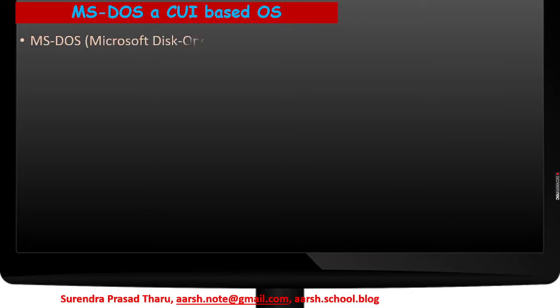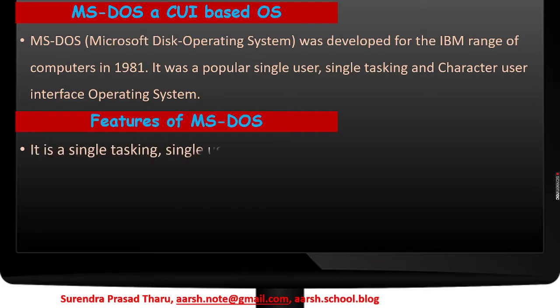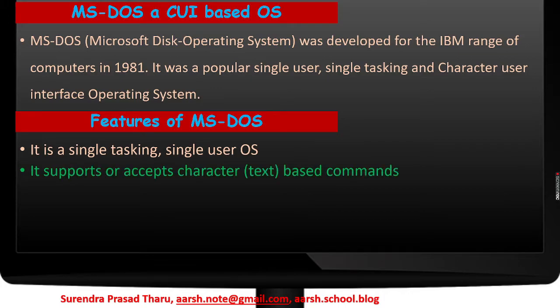MS-DOS, Microsoft DOS operating system, was developed for the first time for IBM branded computers in 1981. It was the popular single user single tasking character user interface. Some features, which I have already given in the definitions as well: it is a single tasking single user interface, and it supports and accepts character or text based commands, meaning by typing the characters. So we have to remember such characters so that we can type them to interact with the hardware.